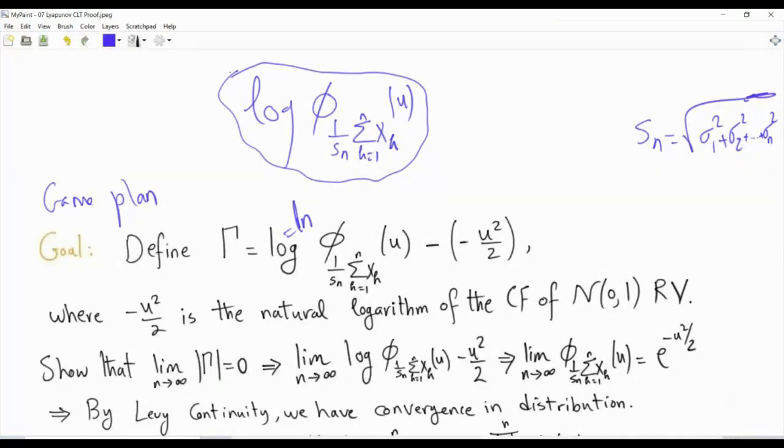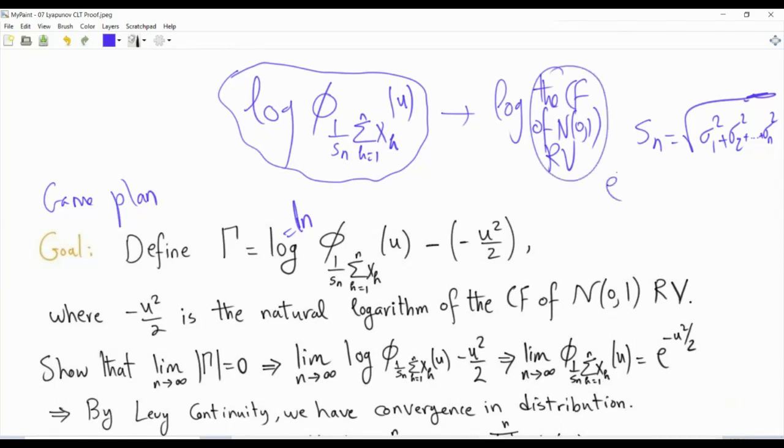Hopefully, if n becomes very, very large, this thing approaches the logarithm of the CF of an N(0,1) random variable. The standard Gaussian random variable, what is the CF? It is e to the minus u squared over 2. So if we apply the logarithm, this will be minus u squared over 2.